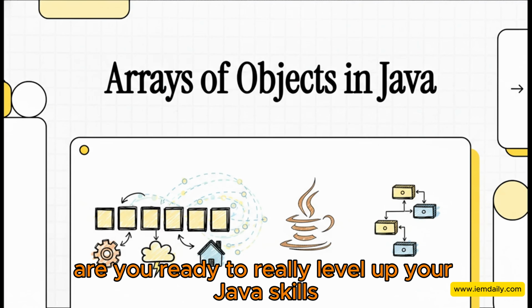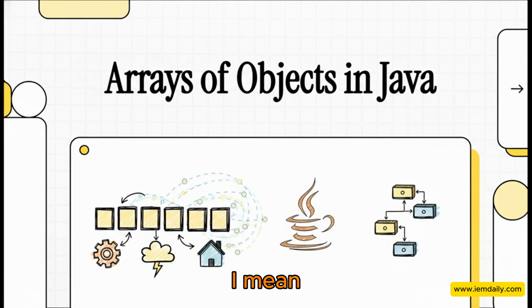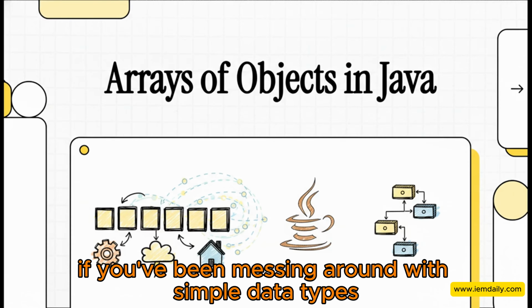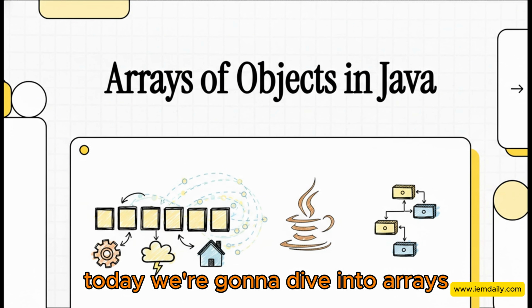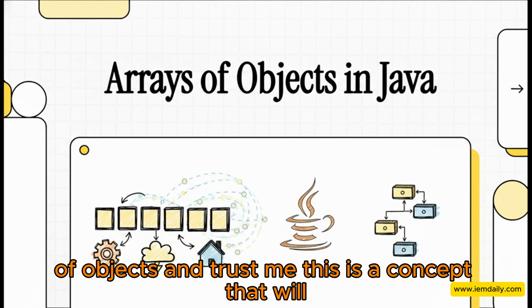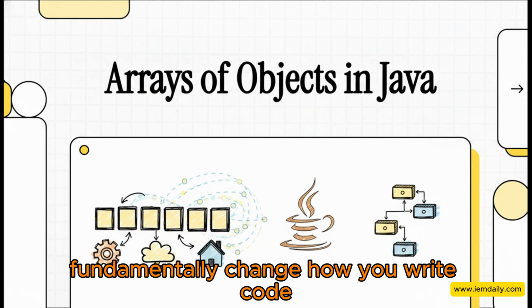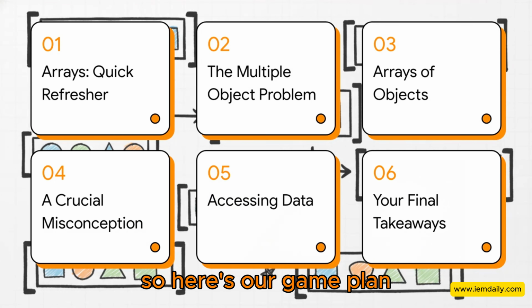Are you ready to really level up your Java skills? I mean, if you've been messing around with simple data types and you're ready to build more organized, real-world applications, then you're in the right place. Today, we're going to dive into arrays of objects, and trust me, this is a concept that will fundamentally change how you write code. So here's our game plan.